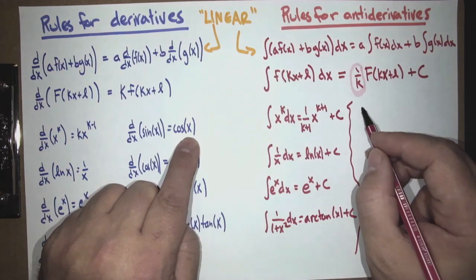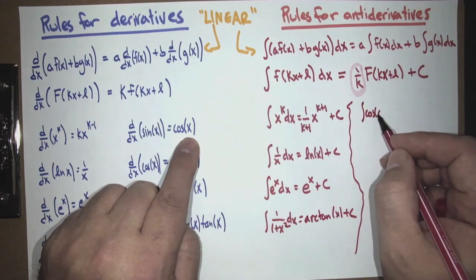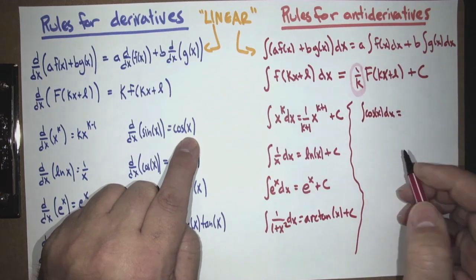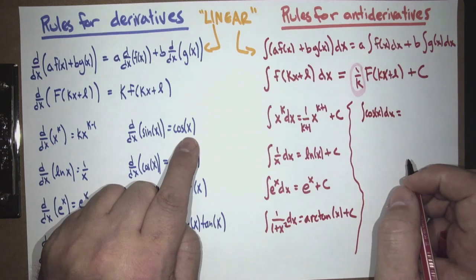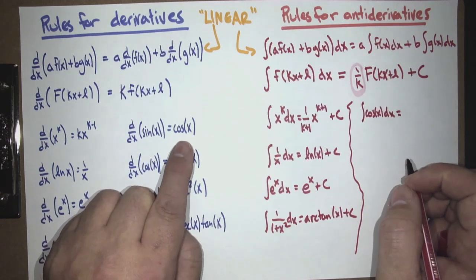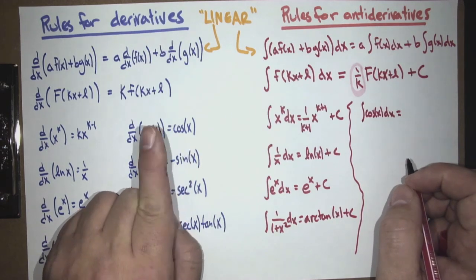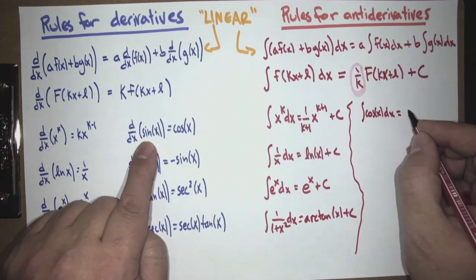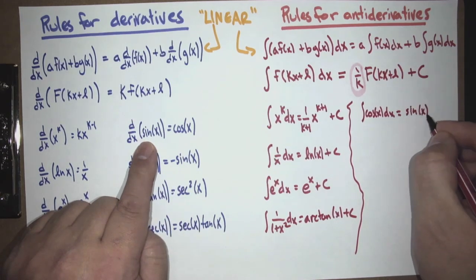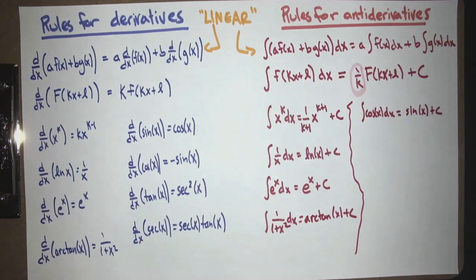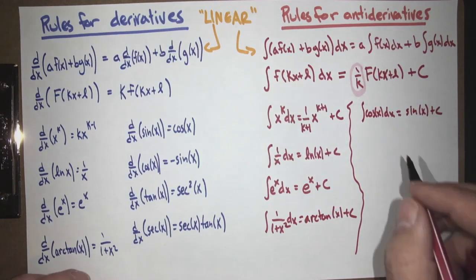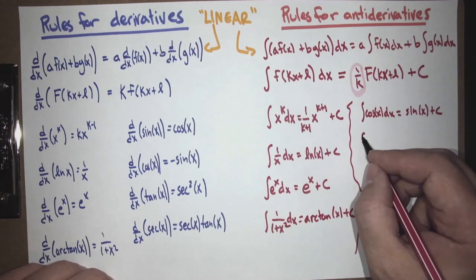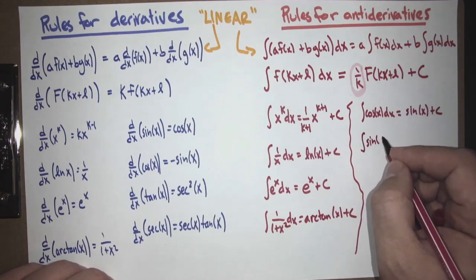So what's the integral of cosine of x? Negative sine x plus c? So the integral of cosine will be sine. It's one of those things where it's weird. Okay, before we say it's weird, let's do the integral of sine. What's the integral of sine?